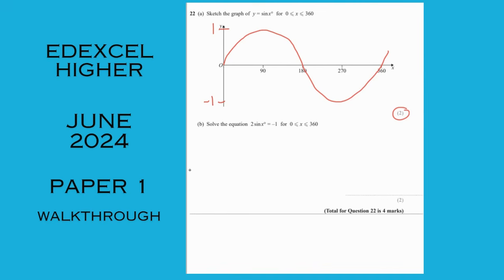The next bit, let's just divide everything by the 2. So it's giving us -1/2. Now this requires a bit of knowledge in that sine of 30 is a half. So when you've got -1/2, that's down here, the solutions are going to be there and there. So you're wanting these numbers here and here.